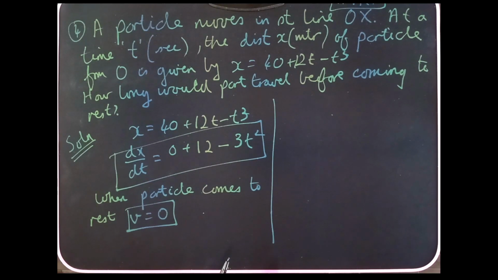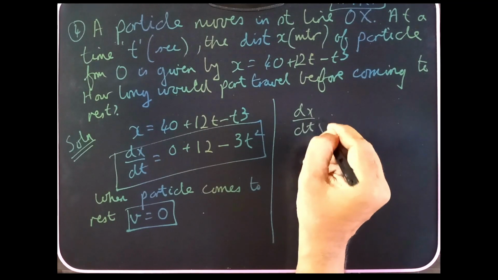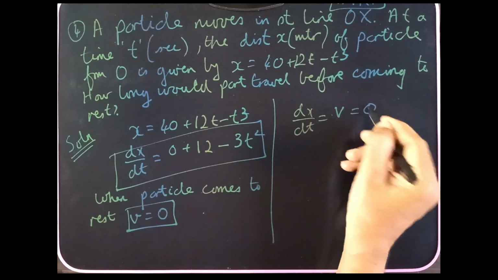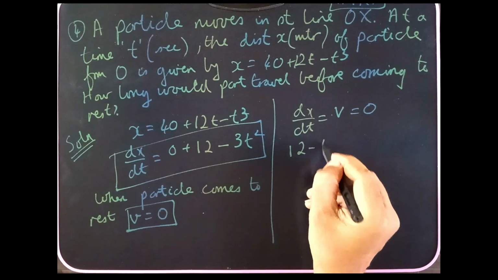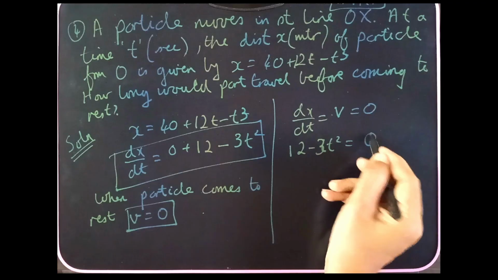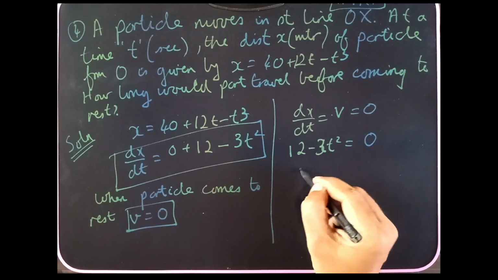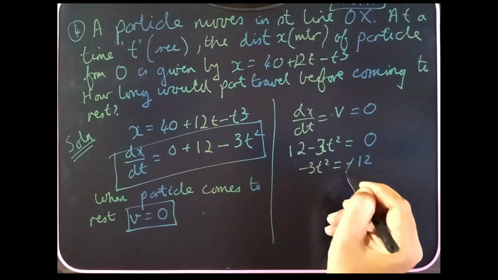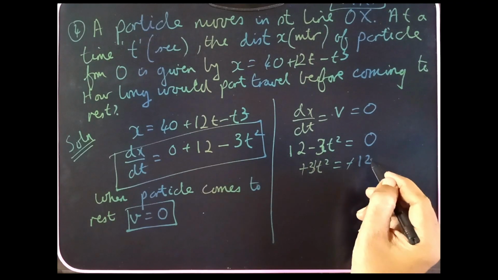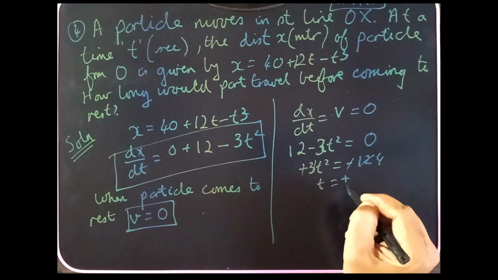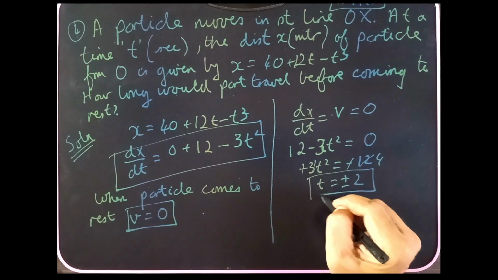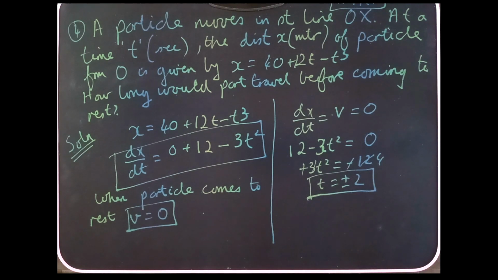So now what we need to do? Velocity is 0 when it comes to rest, and velocity is given by dx by dt. And dx by dt is 12 minus 3t square is equal to 0. So minus 3t square is equal to minus 12. This will cancel, we will get 4. So t will become equal to plus or minus 2.